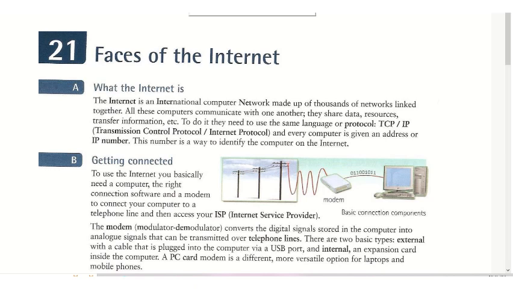Lesson 21, Phases of the Internet. A. What the Internet is. The Internet is an international computer network made of thousands of networks linked together. All these computers communicate with one another. They share data, resources, transfer information, etc.